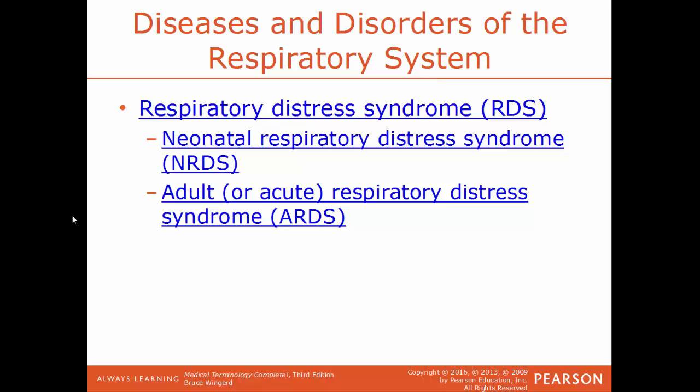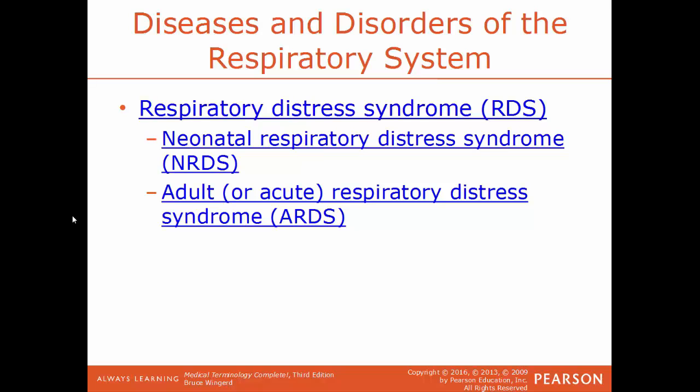Our next disease and disorder of the respiratory system, RDS, respiratory distress syndrome. RDS is a condition where you have fluid buildup in the air sacs of the lungs, and when this happens, you cannot exchange carbon dioxide and oxygen efficiently, which means not enough oxygen gets into the blood or eventually to your cells. Now, when this happens in infants, it's called NRDS, neonatal respiratory distress syndrome. It almost only happens with premature babies because the lungs aren't fully formed yet. And when this happens in adults, it's called ARDS, adult or acute respiratory distress syndrome.